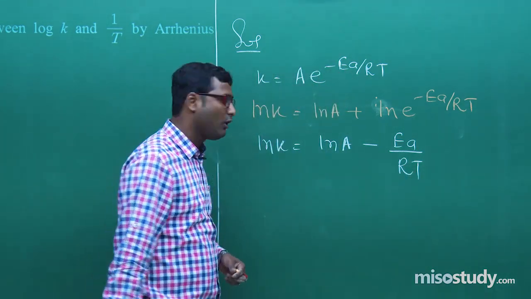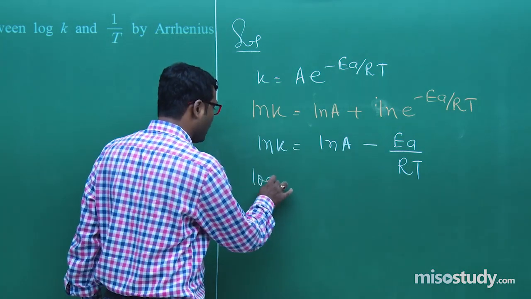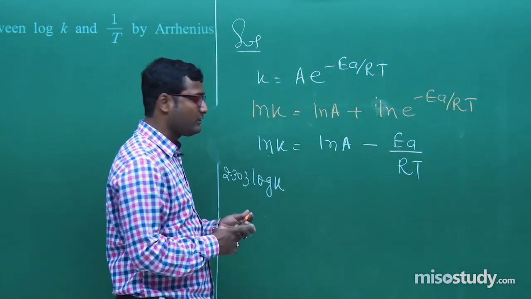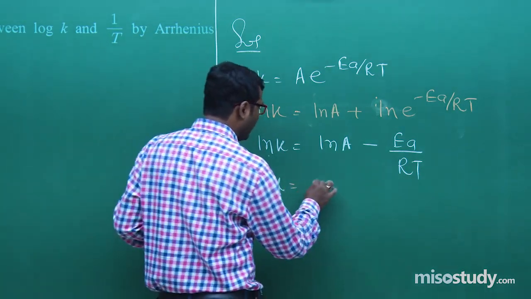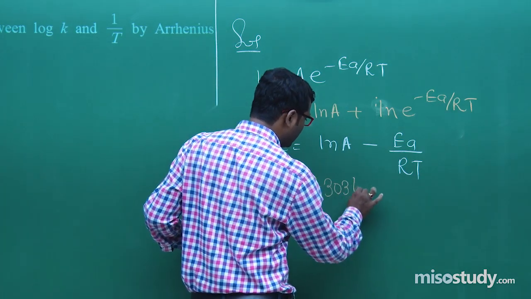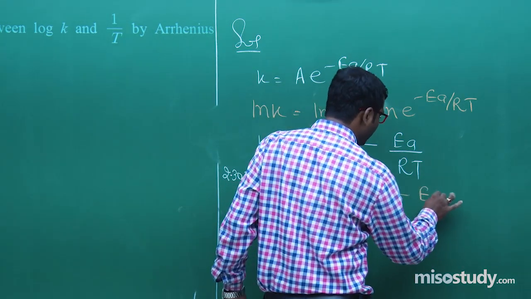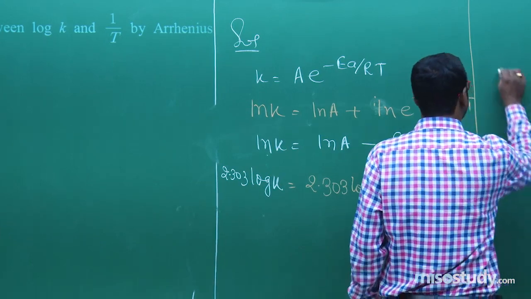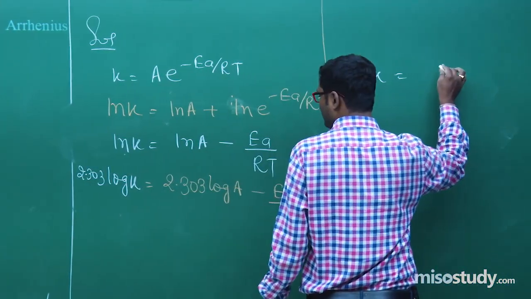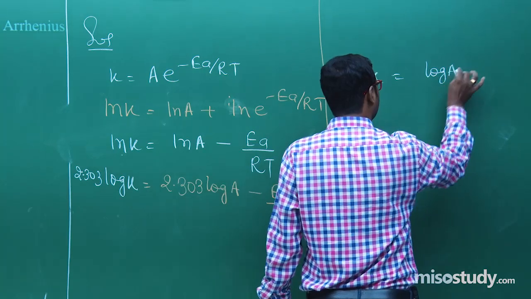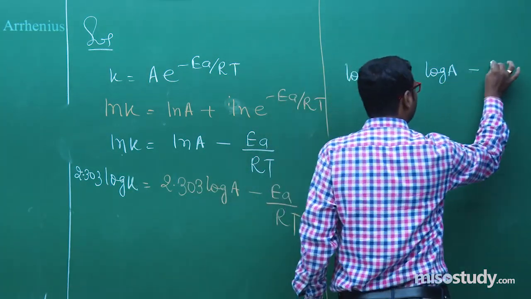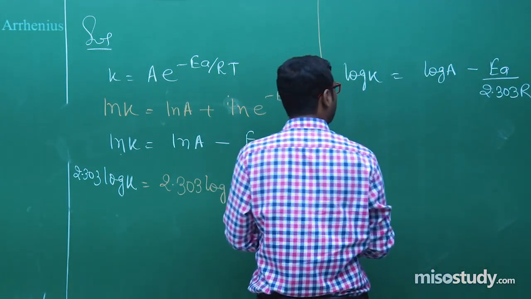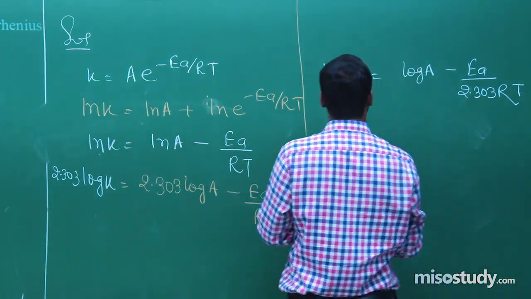Now convert it into log. Yes. ln K we can convert into log, that is 2.303 log K is equal to 2.303 log A minus Ea upon RT. Now I am moving here, we'll discuss the next one. Log K is equal to log A, 2.303 comes here, log A minus Ea upon 2.303 RT.